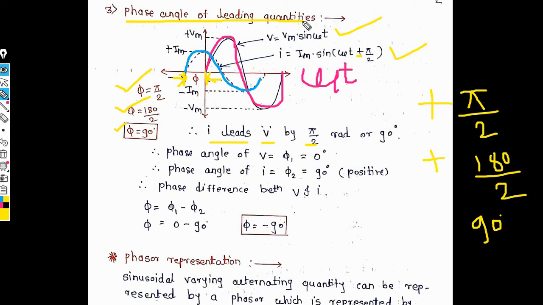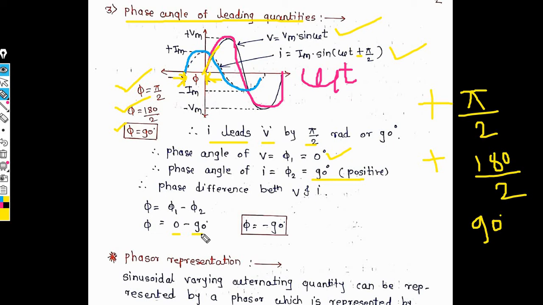Then the phase angle of voltage, phi 1, is 0, because the voltage waveform starts from 0 angle, and the phase angle of I, that is phi 2, is taken as 90, because the current waveform starts before the voltage waveform, so we take the positive sign. That is 90. Then the phase difference between voltage and current waveform is phi equals phi 1 minus phi 2. Then put phi 1 as 0 and the angle as 90.